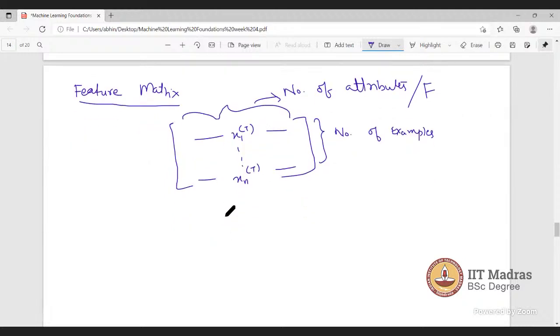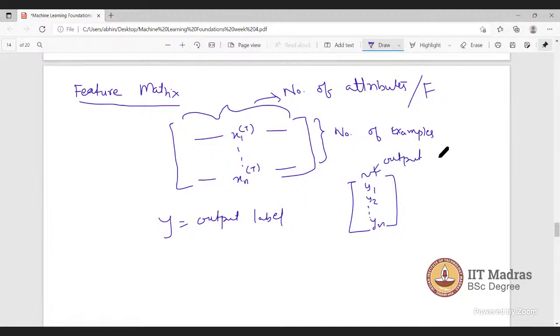And then there is y, which is the output label vector. It will basically consist of y values for the given training examples. So here again, the column will represent the output, and rows will represent the number of training examples. Okay, this is about training data.